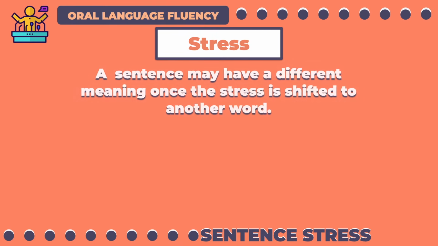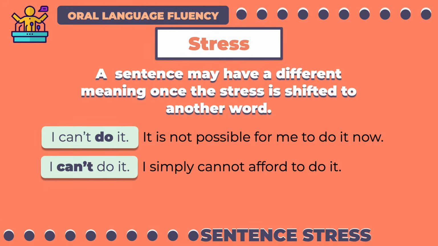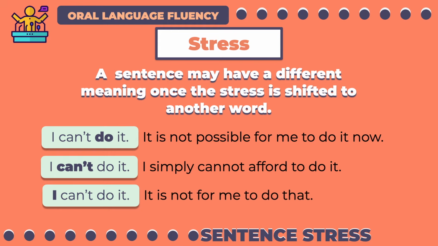Remember that a stress may have a different meaning once the stress is shifted to another word. For example, I can't do it. The emphasis is on do, meaning it is not possible for me to do it now. I can't do it. The emphasis is on can't. Therefore, the person does not have the ability to do it. I can't do it. The emphasis is on I. So it is saying that the person is not the right person to do the task.